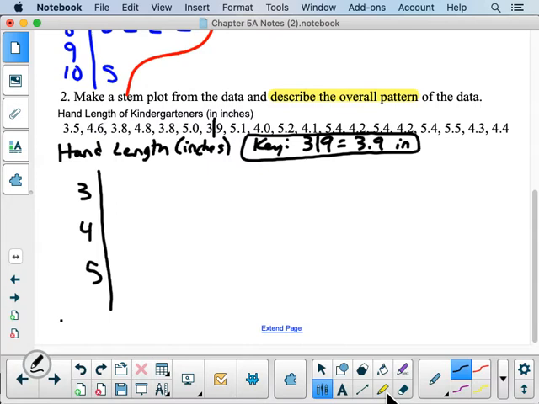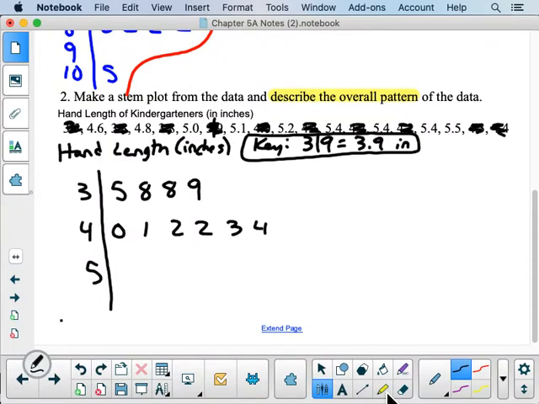All right, so for the 3s, we have a 3.5, a 3.8, another 3.8, and a 3.9. Those are done. For the 4s, I see a 4.0, a 4.1, two 4.2s, a 4.3, a 4.4, a 4.6, and a 4.8. For the 5s, I see a 5.0, 5.1, 5.2, 5.4, 5.4, 5.4, and 5.5. Okay, that's the picture.